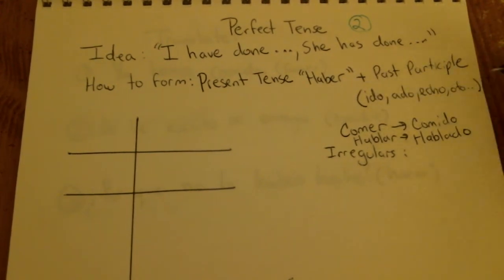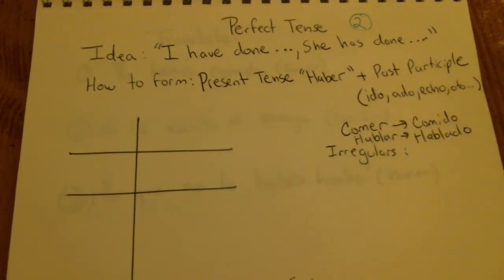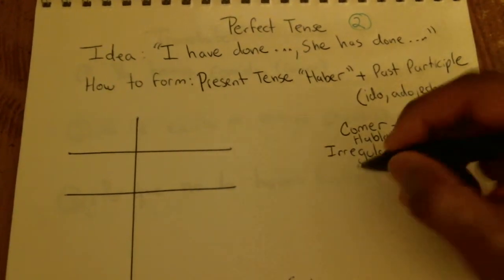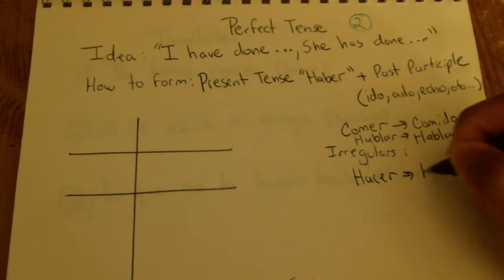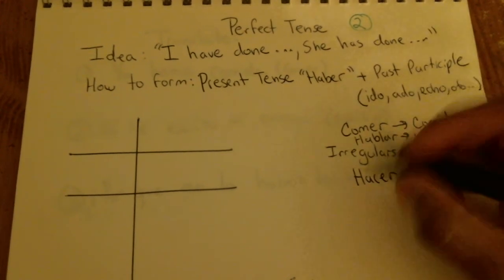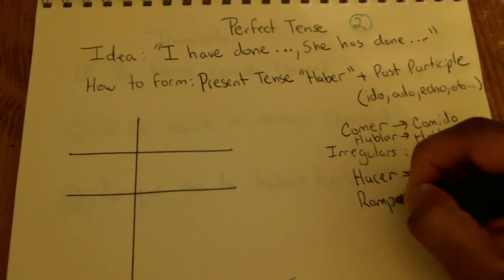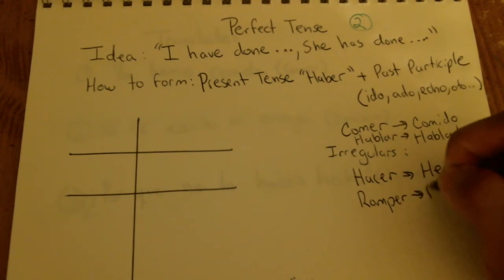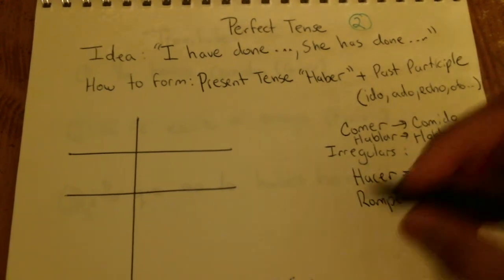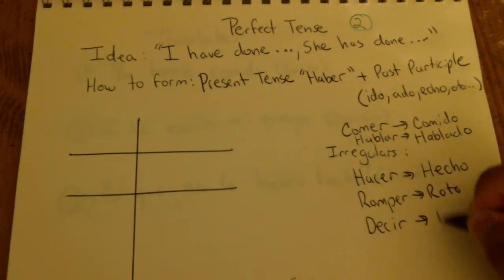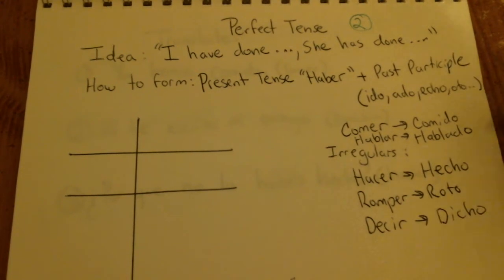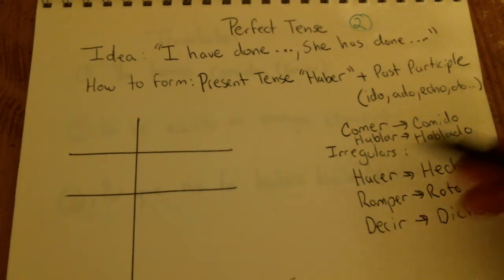Anything ending in ido or ado is regular, but you have plenty of irregulars out there, ones that don't quite fit the mold. Hacer, which means to do or to make, for example, becomes hecho, all right? Romper, which means to break, becomes roto. Or, for example, decir, which means to say, becomes dicho, okay? So this means to make, this means made. This means to break, this means broken. This means to say, this means said, all right?